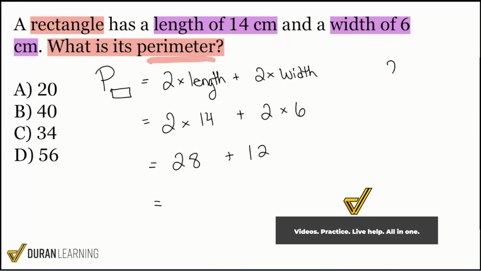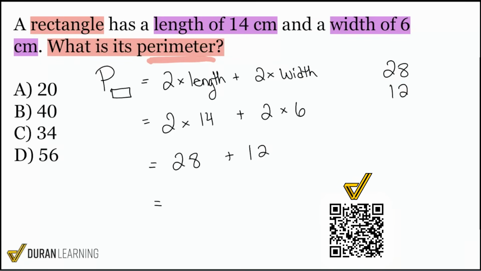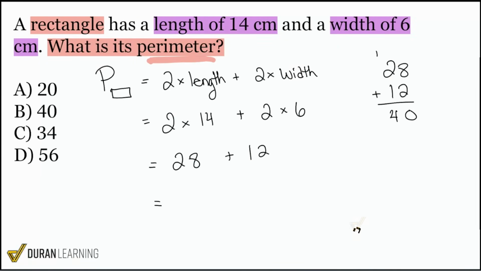My party people, help me out. I'll write this down on the side. 28 plus 12, what's that going to be? 8 plus 2, that's going to be 10. Carry the 1. 2 plus 1 is 3. Carry that other 1 is 4. So we have ourselves 40 centimeters squared.